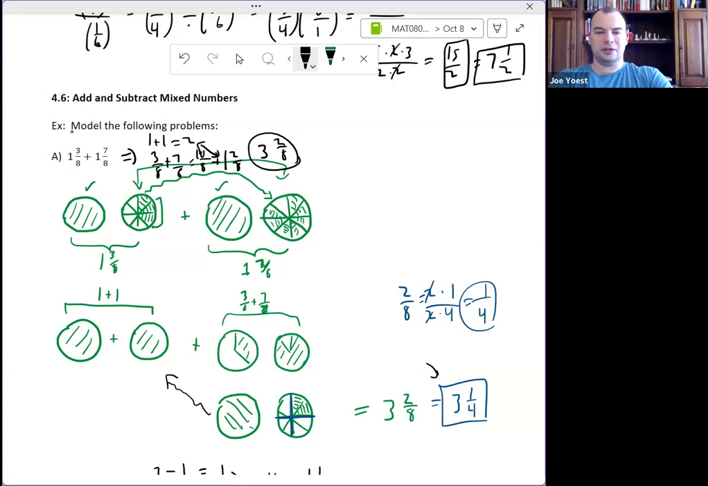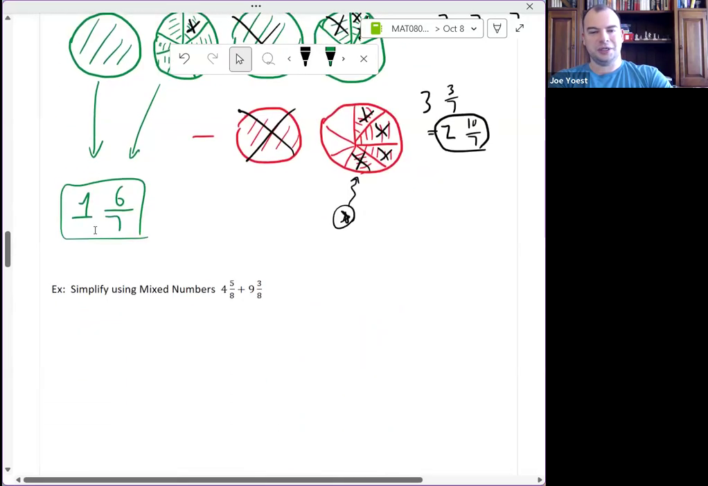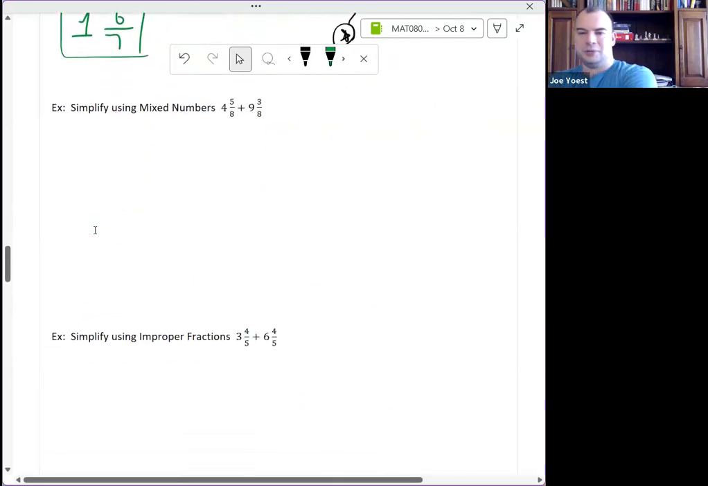So we can think about this according to the model, or we can think about it in terms of something a little more abstract, but that's going to generalize to bigger problems with bigger numbers a little more easily. So let's go through several examples of these.